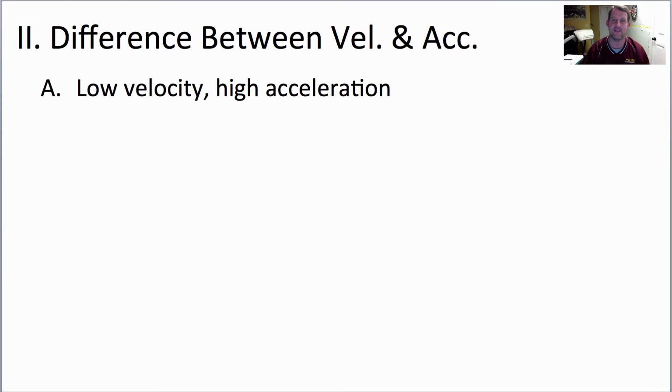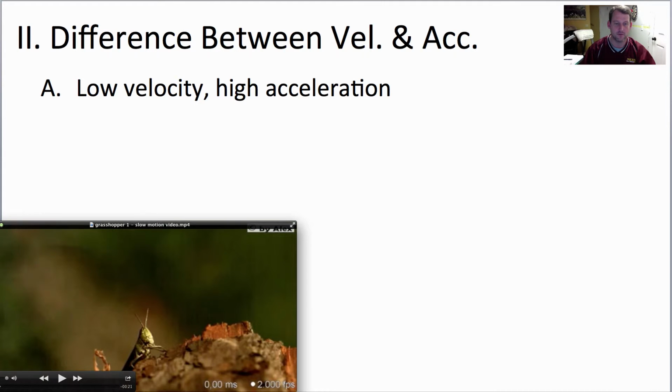Okay, to drive home this idea that velocity and acceleration are really quite different, I want to show you an example of a low velocity object that has a really high acceleration. Because oftentimes we think if something has a big acceleration, then it must be going really fast. But remember, acceleration is not about how fast you're going, but rather how fast you're speeding up. So to do that, I've got this great high-speed video of a grasshopper. So let's watch it once through real quick to see what happens.